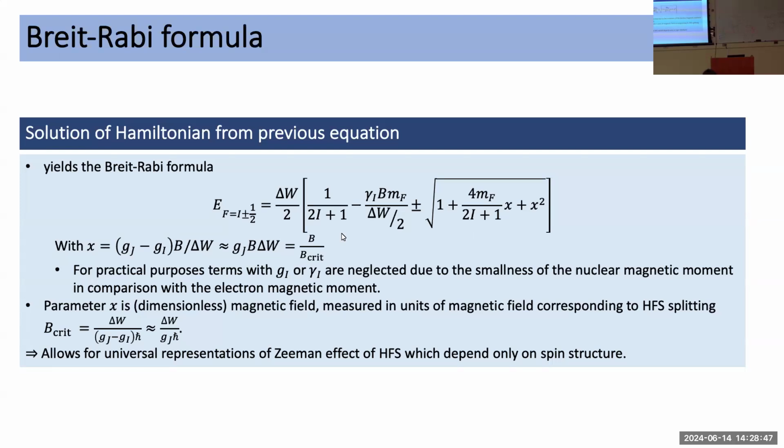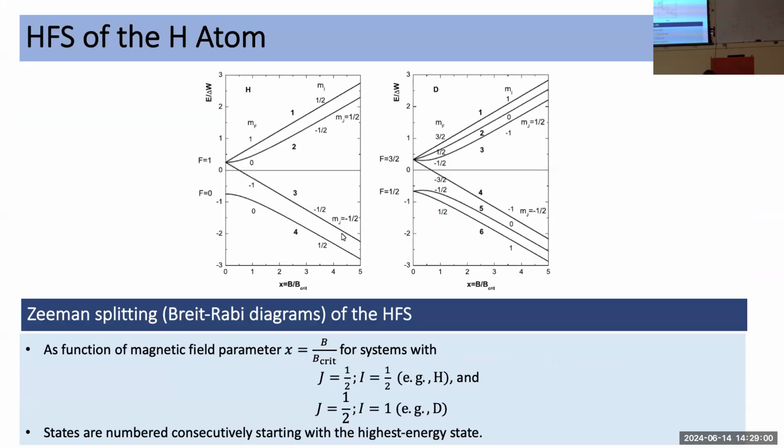And this formula allows you to have a universal representation of the Zeeman effect of hyperfine splitting, which does depend only on the spin structure. So it doesn't involve anything else. Now, if we look at this, what we get are the hyperfine splitting on the left side here for hydrogen and the hyperfine splitting on the right side for deuterium.